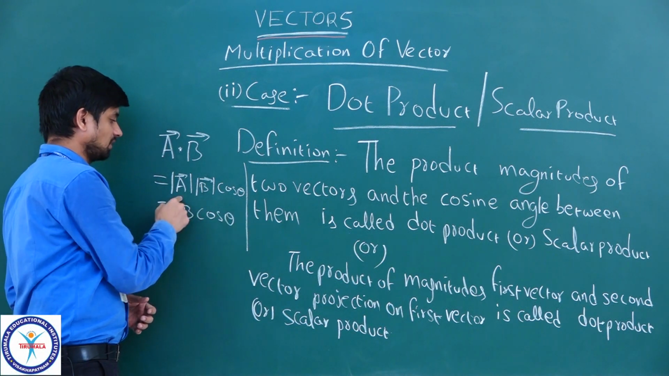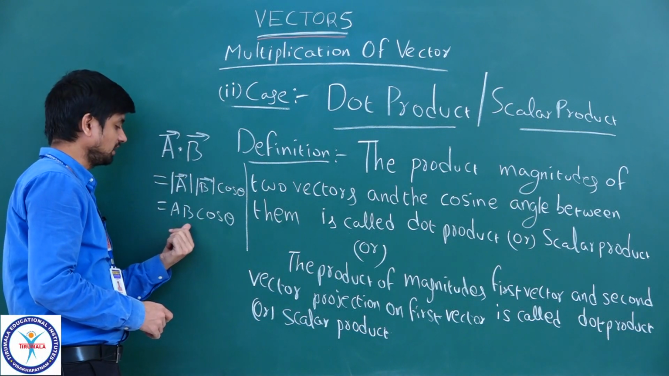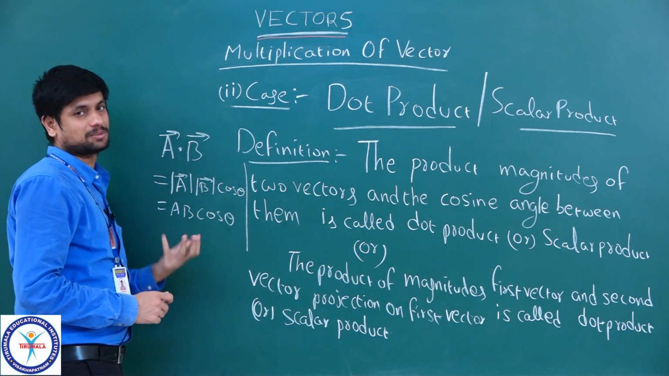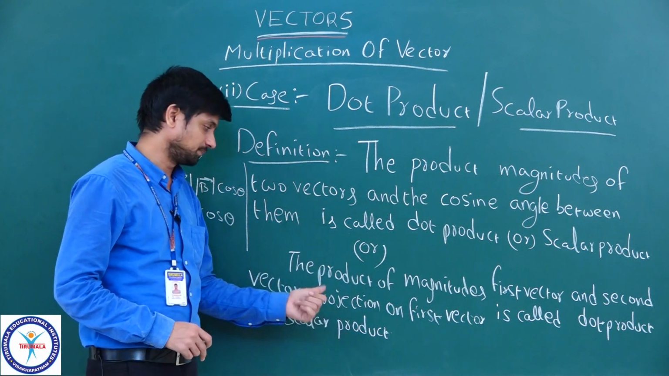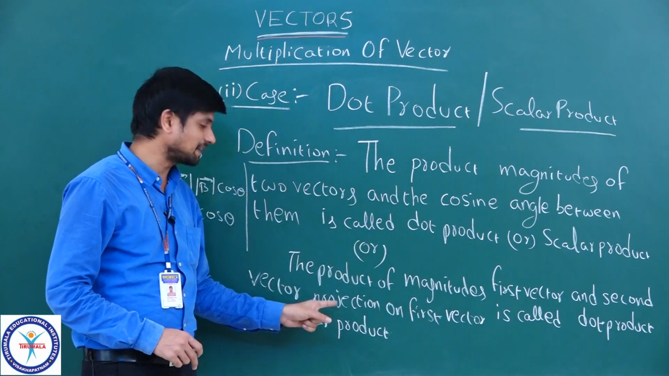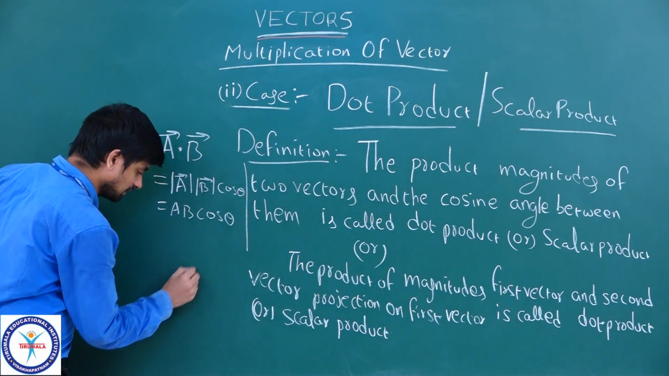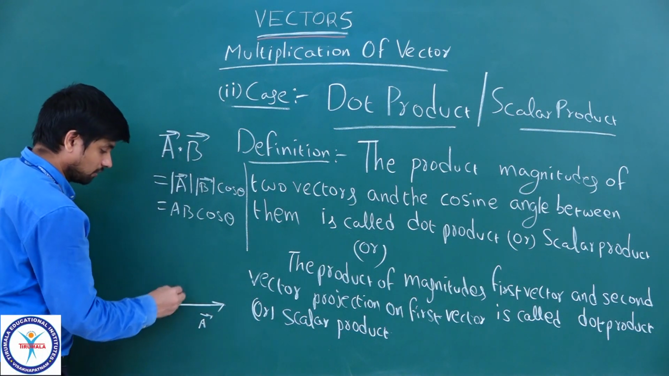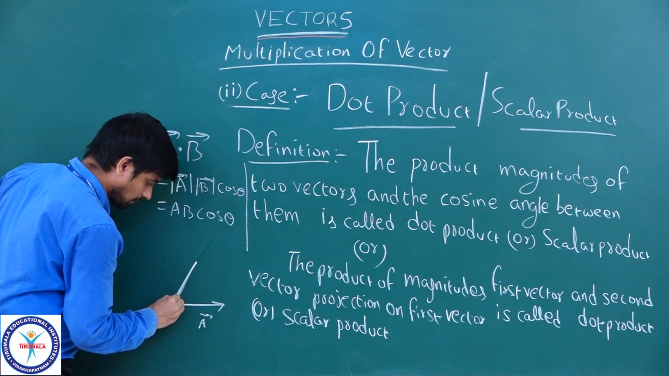This gives AB cos theta. As I said before, you can remove the arrow; these are not bold letters, they simply represent magnitudes. I have one more definition here: the product of the magnitude of the first vector and the projection of the second vector. See, children, this is A bar, and B bar is this one.